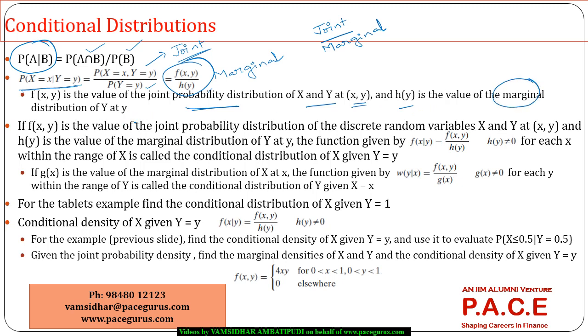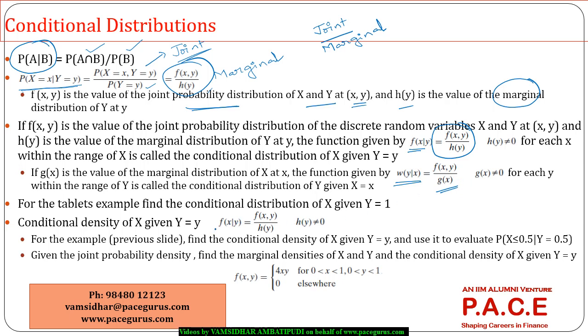The same logic applies if you are going with discrete random variables. I can find f of x given y, which is nothing but f of x comma y divided by h of y. And with respect to x, f of y given x is again f of x comma y divided by g of x, where g of x is the marginal distribution associated with x.